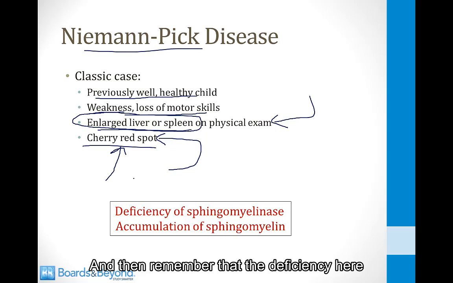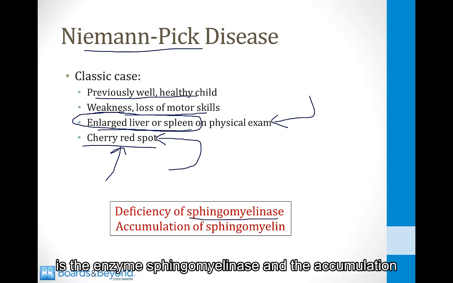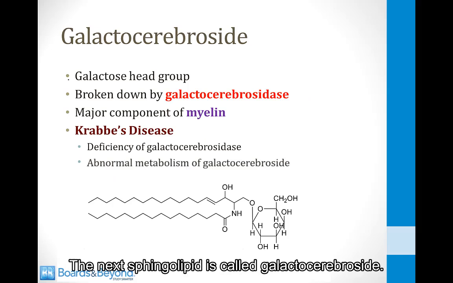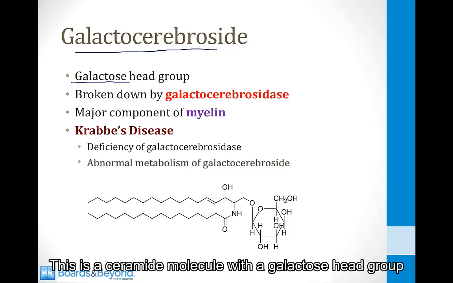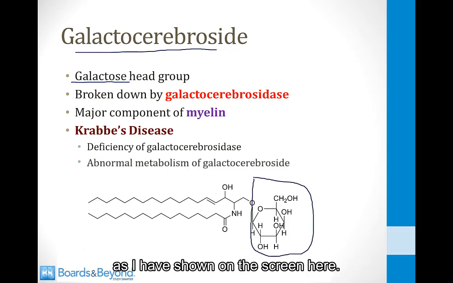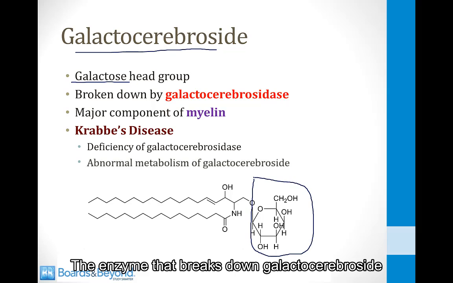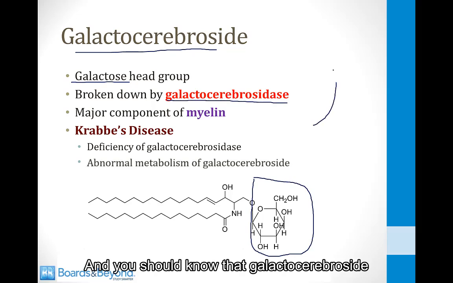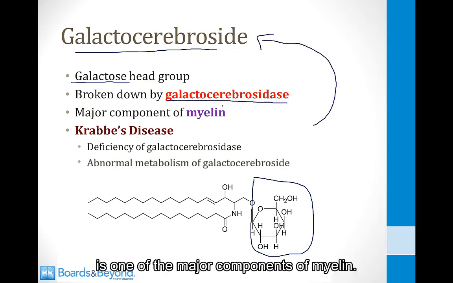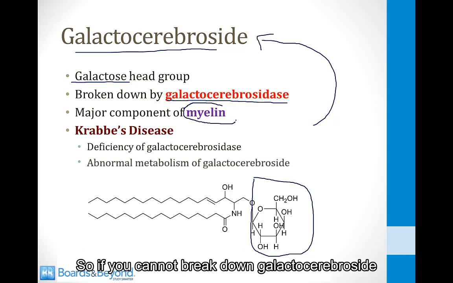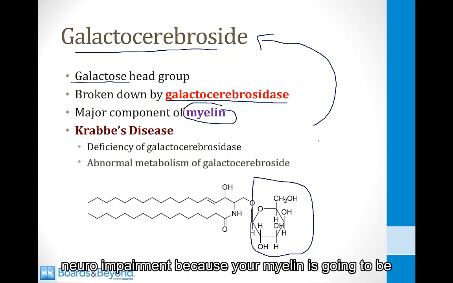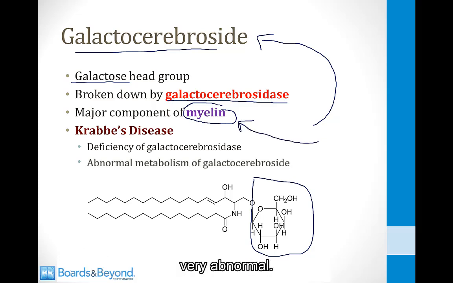And then remember that the deficiency here is the enzyme sphingomyelinase, and the accumulation is of sphingomyelin. The next sphingolipid is called galactocerebroside. This is a ceramide molecule with a galactose head group, as I have shown on the screen here. The enzyme that breaks down galactocerebroside is called galactocerebrosidase, and you should know that galactocerebroside is one of the major components of myelin. So if you cannot break down galactocerebroside and it builds up, you are going to have significant neuroimpairment because your myelin is going to be very abnormal.